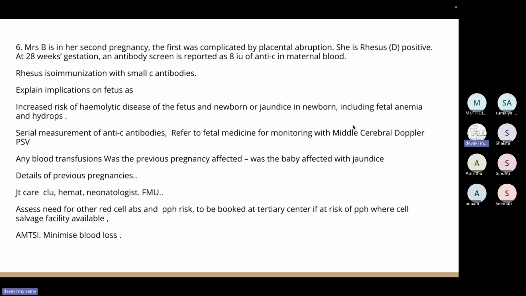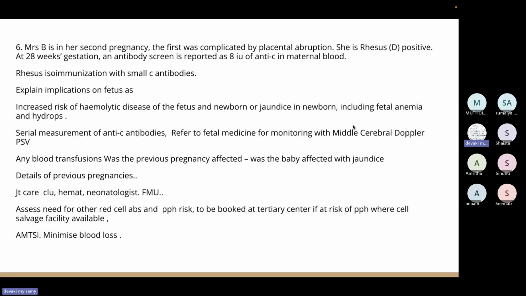Do you have any idea? Nobody is answering. What is the highest level when you need to refer this patient for a fetal medicine expert opinion? 7.5 or 7? I think it is 7.5. I'll check, but broadly we need to refer this case to a fetal medicine expert for monitoring of middle cerebral artery PSV, as you rightly mentioned.